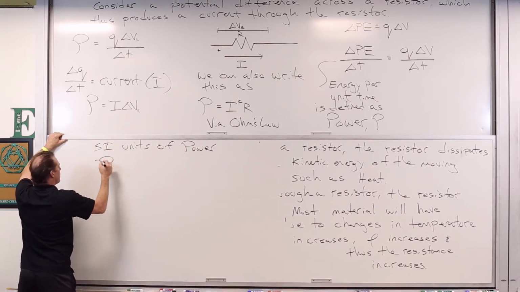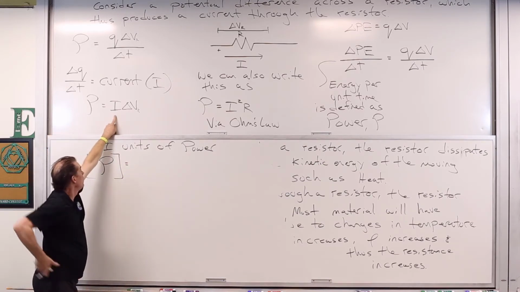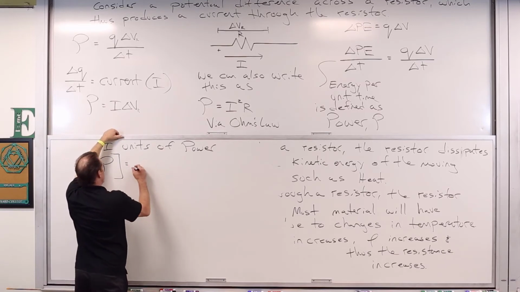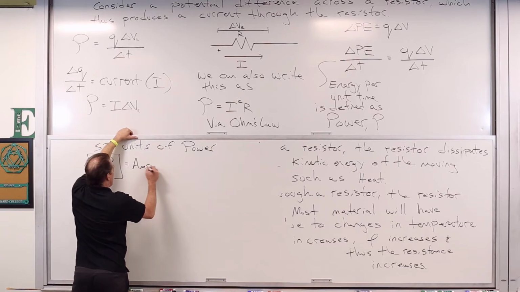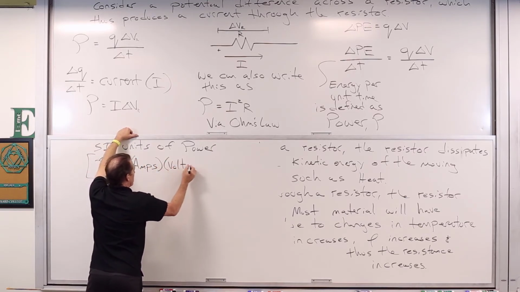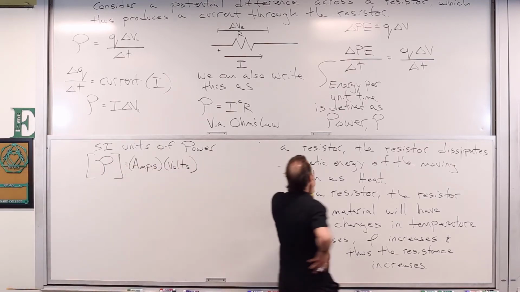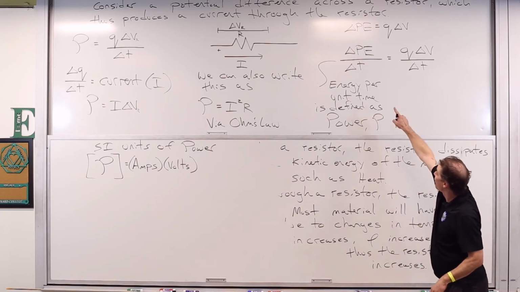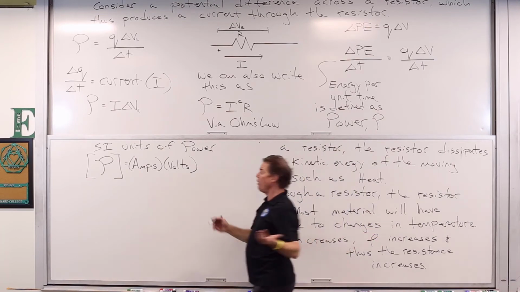Well, we got our script P there, and that has to be equivalent to current, which is amps, times potential difference, which is volts. Amps times volts. Well, that doesn't seem super helpful, but what could we come and look at as well? Well, that's correlated with energy per unit time. This side and that side have to have the same overall connection.